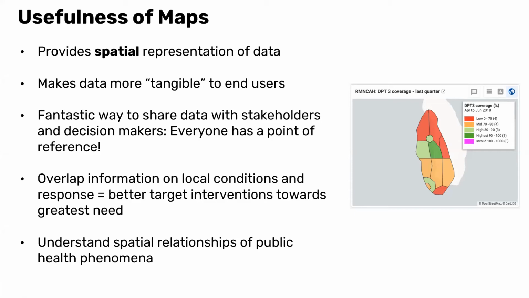And in addition, you can also understand spatial relationships of public health phenomena. That's the most important thing which I was trying to highlight by using the John Snow scenario, as well as that scenario I mentioned about the iodine deficiency in Sri Lanka. So you will be able to understand the spatial relationships and their effect on a particular public health phenomenon. So these are some great usefulnesses of the maps.